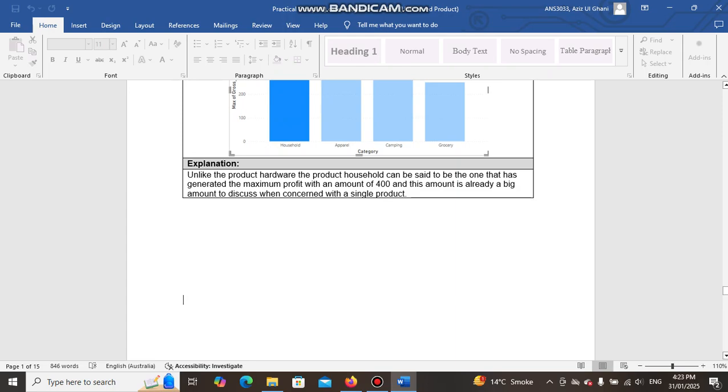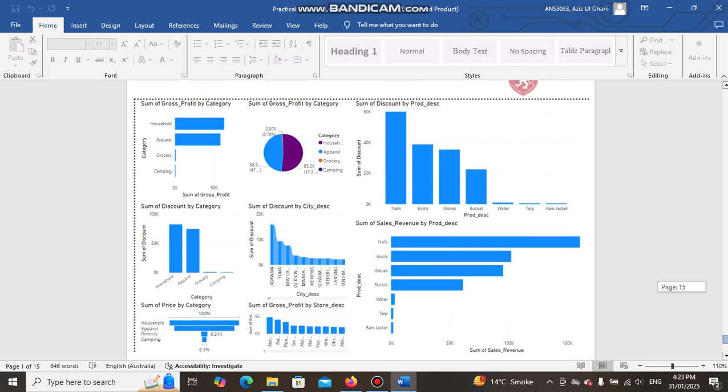So now I will explain the Power BI dashboard. It is our third Power BI dashboard, which I have to explain. This one is the sum of gross profit by category, and this table shows us the sum of gross profit by category. This one is sum of discount by product description, sum of discount by category, sum of discount by city description. And this one tells us about the sum of sales revenue by product description. If we go through that, we can see.